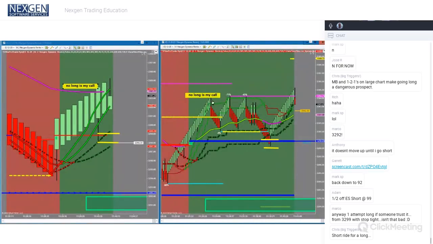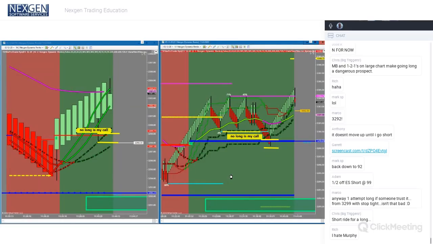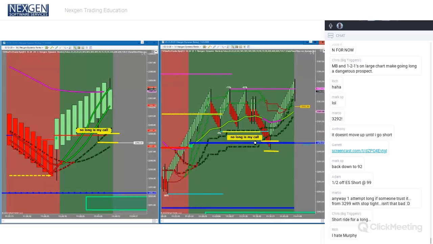Like I said, I put no long as my call, so I said it's going to go up for sure, which is true because Murphy's law is the only true law in trading. If you do something inconsistently, it's guaranteed you'll pick the wrong one every time. As long as you're consistent, you're going to end up doing well. If you're not consistent, you're going to always pick the wrong thing. Anyway, look, it went up. I don't even feel bad about it.